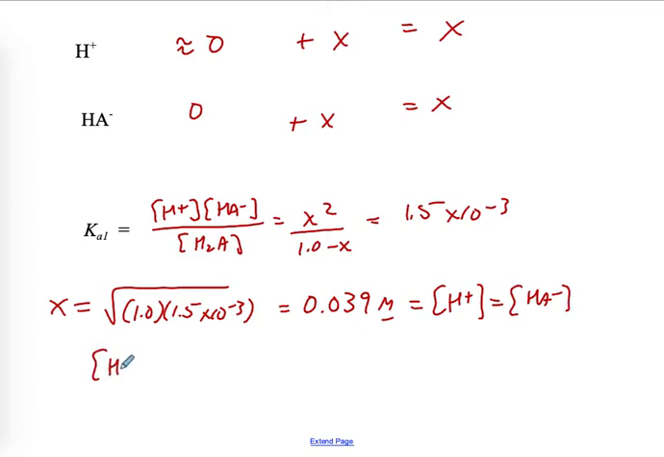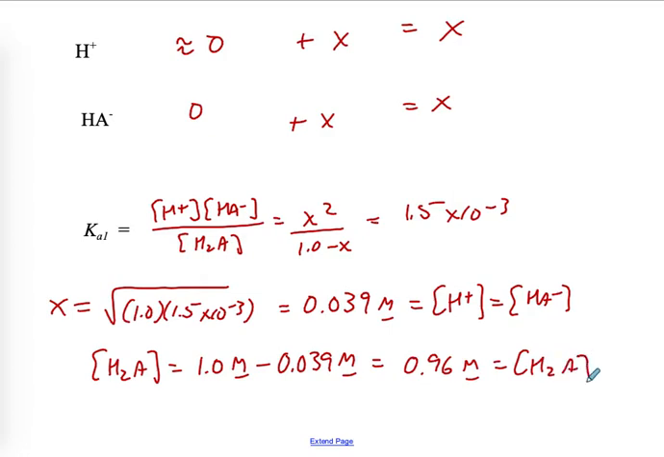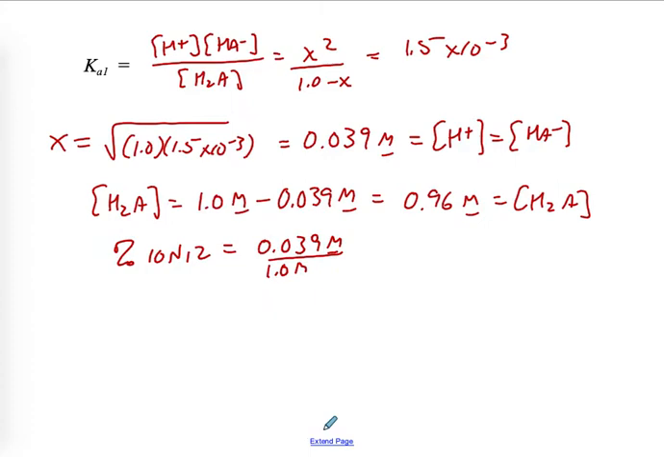My concentration of H2A that remains is the initial concentration minus the decrease, 0.039 molar, or 0.96 molar as my concentration of H2A, and the percent ionization is 0.039 molar over 1.0 molar times 100, or 3.9% ionization. So let's draw boxes around our results.